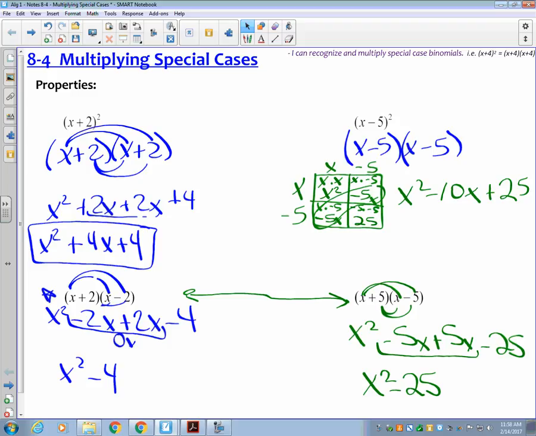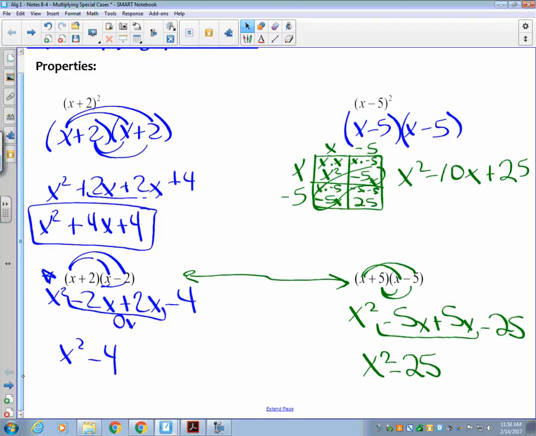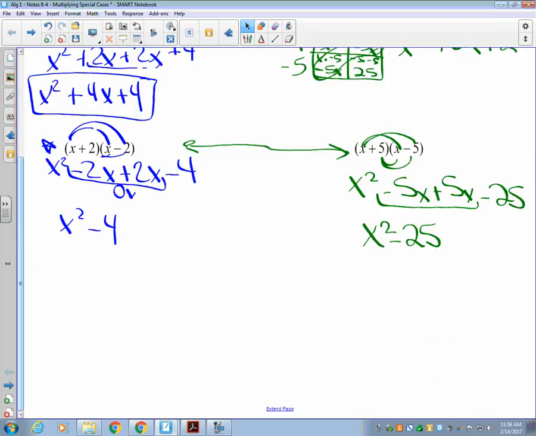So do you want the rule, the quick and easy rule for dealing with these situations? Because I'll give it to you. You can always just FOIL it out. If you can't remember the rule, you can just FOIL it out. But for my advanced students, let me give you the rule.